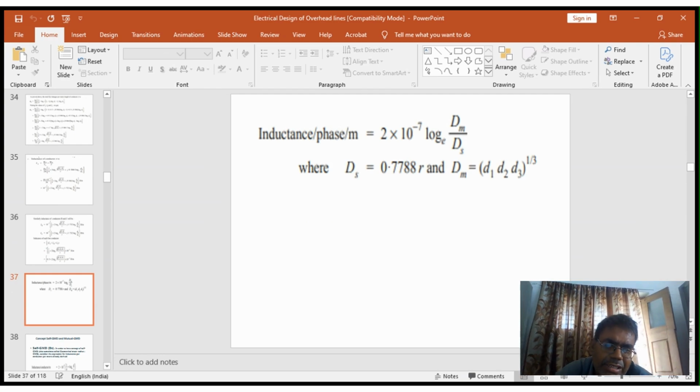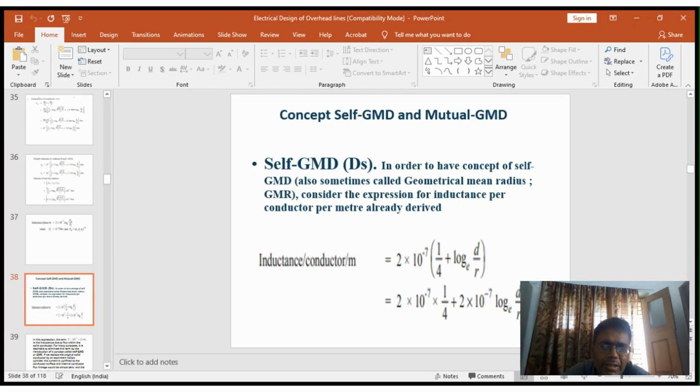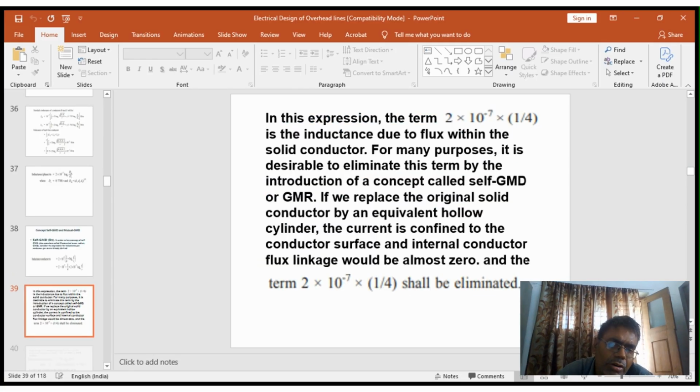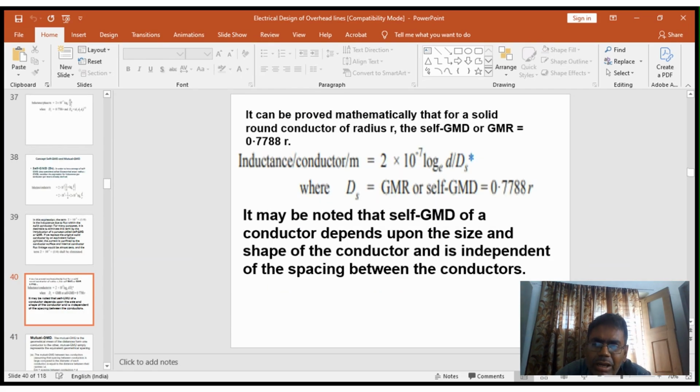Then the inductance per phase in case of a double circuit line is 2 into 10 power minus 7 ln Dm by Ds, where Ds is nothing but 0.7788 into r, and Dm is equal to d1 d2 d3 whole power 1 by 3. The self GMD or self GMR concept is used only for evaluation of inductance. It can be proved that r dash is equal to 0.7788 into r, that is nothing but the self GMR of the conductor.